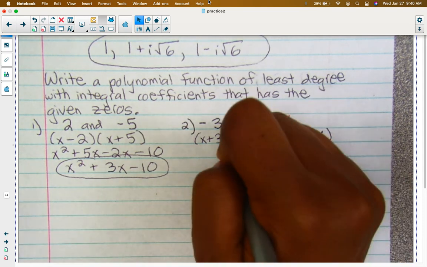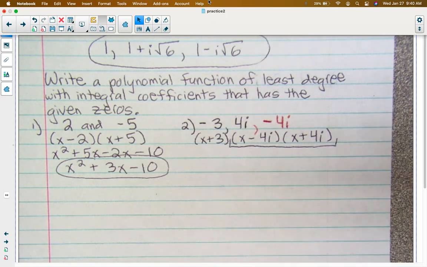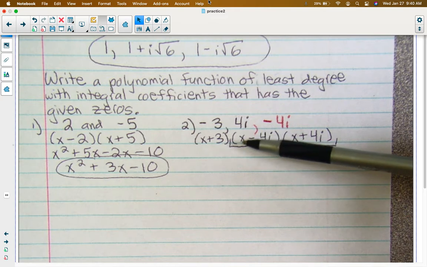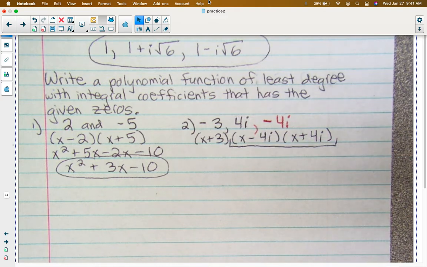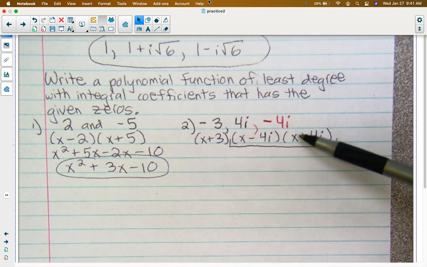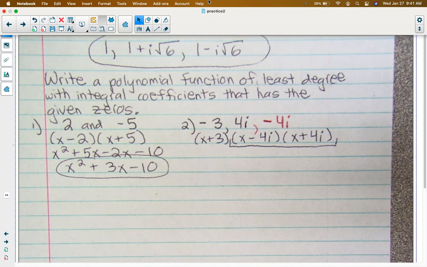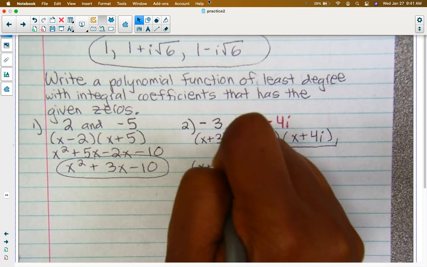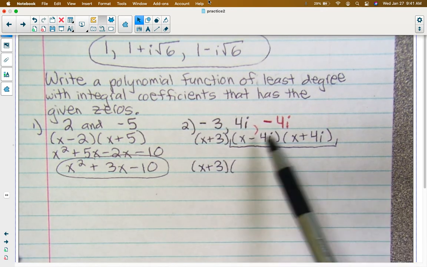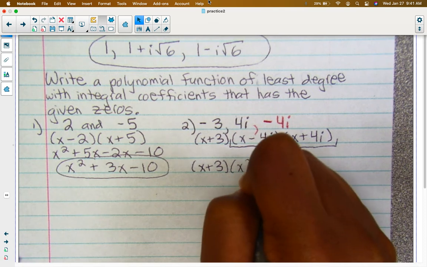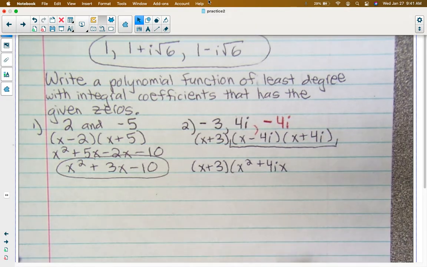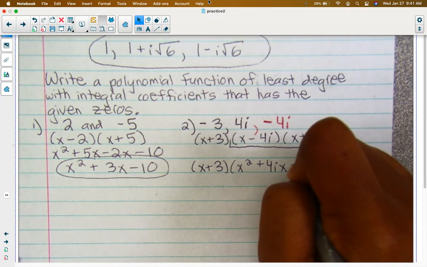When you multiply this out, do the imaginary part first. Do not do the real and the imaginary together, because you're going to have some mixture of real and imaginary, and it's going to make your life 10 times harder. Go ahead and multiply the imaginary part out first. You can multiply that out by using box method or distributive property. It makes no difference to me. So when I multiply this out, I'm going to do distributive property. x times x gives me x squared. x times this is going to give me 4ix. Negative 4i times x is going to give me negative 4ix.